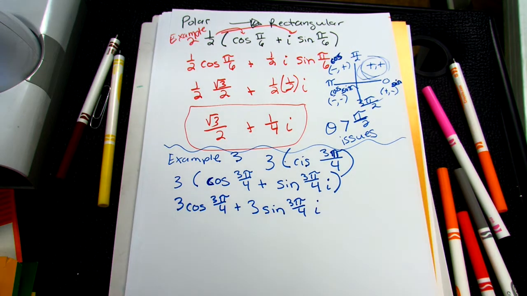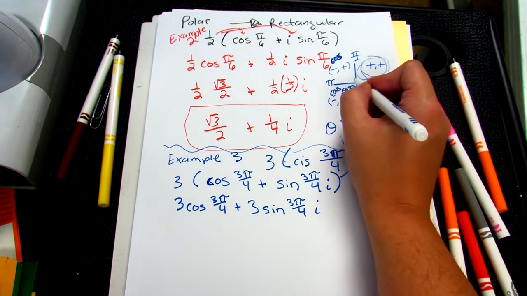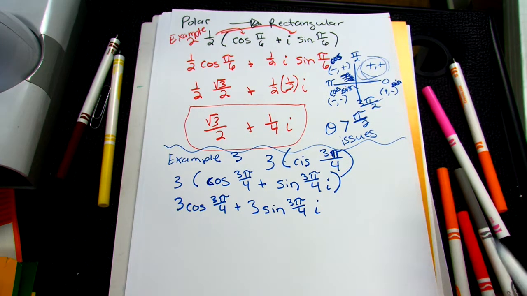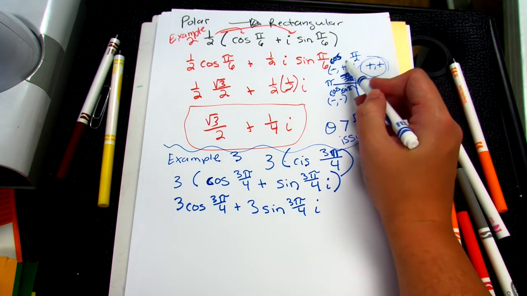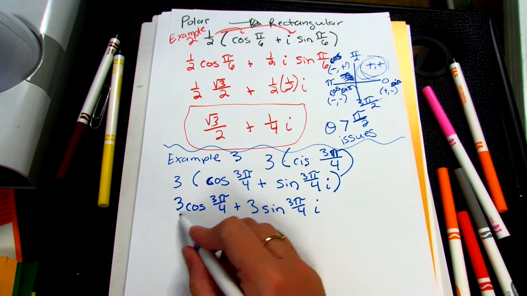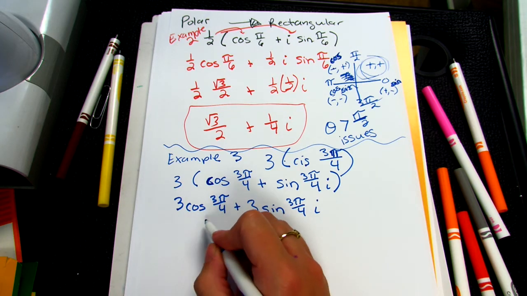Okay, so this is where we need to check 3 pi over 4, what quadrant is that in? Well, 3 pi over 4 is less than pi, but it's greater than pi over 2. So it's in quadrant 2, which means that your cosine is going to be negative and your sine is going to be positive. So this number here is going to be negative. So cosine of 3 pi over 4, when we look it up, it's negative square root of 2 over 2.